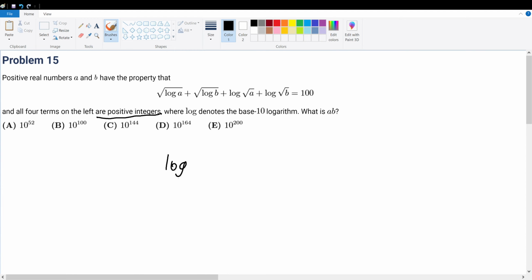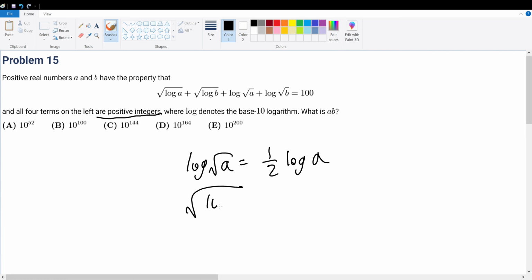That means log base 10 of a has to equal b. It cannot be a fraction or anything else. So with this information, let's derive something. The log of the square root of a is equal to half of log a, right? And then from there, we know that the square root of log a has to equal a real quantity. So let's call it x. If that's the case, then log of a is equal to x squared, which makes sense.